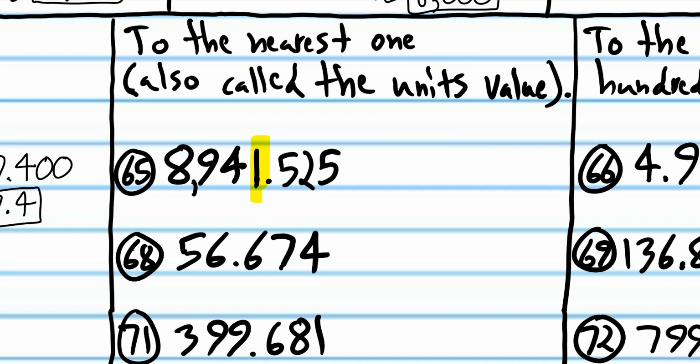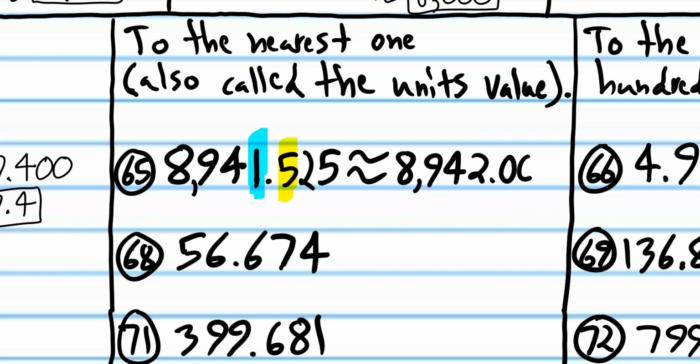So units, ones place, units place, or nearest whole number, that all means the number directly to the left of the decimal. That's a special place right there, because those are one-digit whole numbers. All right, so this is the special number. 5 tells us to round up. So we're going to round the blue number up to 2, and all the other numbers become 0. But again, you don't have to write the zeros to the right of the decimal.